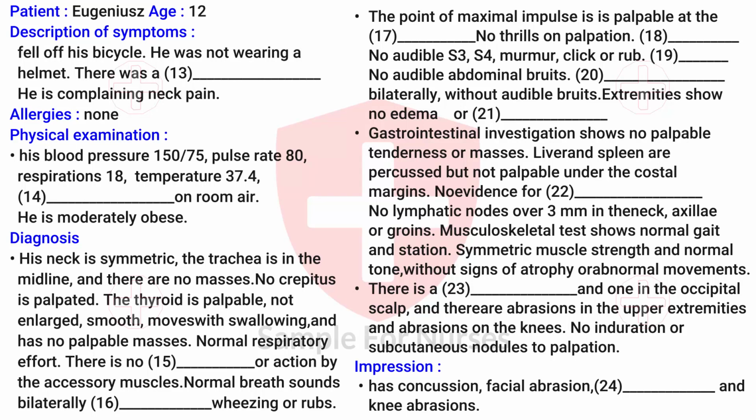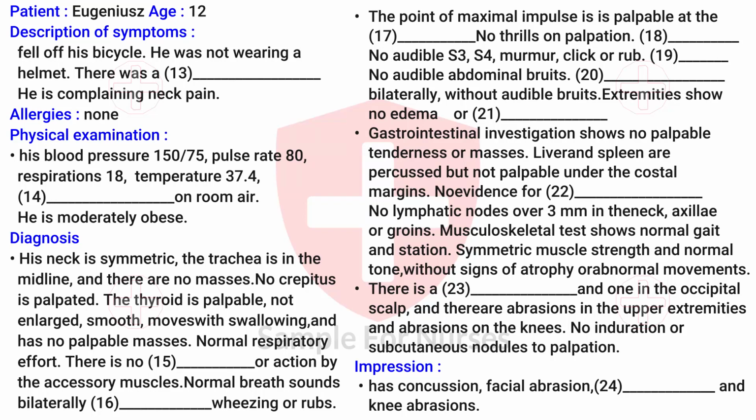Normal respiratory effort. There is no intercostal retraction or action by the accessory muscles. Normal breath sounds bilaterally with no rhonchi, wheezing, or rubs. The point of maximal impulse is palpable at the 5th ICS in the MCL. No thrills on palpation. S1 and S2 are easily audible. No audible S3, S4, murmur, click, or rub. Abdominal aorta is not palpable. No audible abdominal bruits. Femoral pulses are 3+ bilaterally without audible bruits.